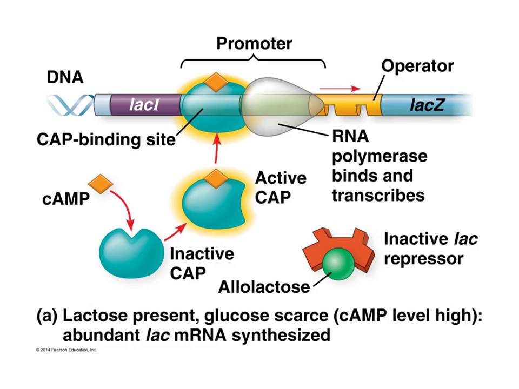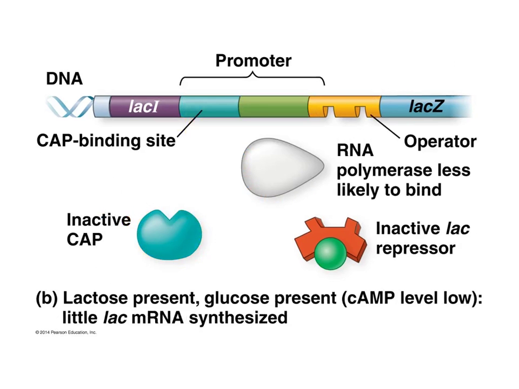If lactose is present, but we also have glucose, then the cell might prefer to use glucose instead of lactose. In that case, we'll have lactose, so the repressor will be inactive, but since glucose is present, the activator, the CAP protein, will not be active. So now RNA polymerase can bind the promoter, it can transcribe the genes for degrading lactose. After all, lactose is in the cell. But it won't do so to quite as high levels as we saw on the previous slide.